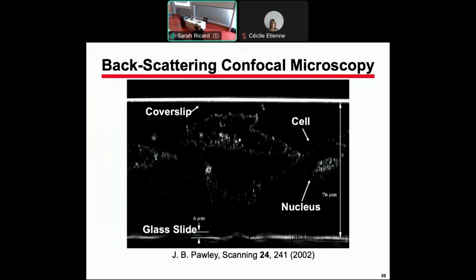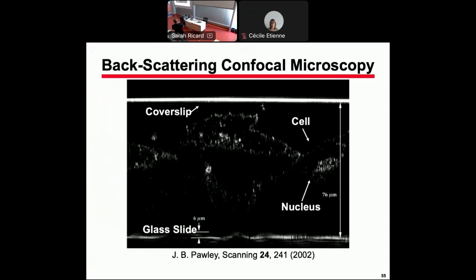And this was highlighted by this image. It's quite old, but very interesting. It's a backscattering confocal microscope. So that's not the most important thing. The trick is we have a certain knowledge of what is this. And the cover slip gives a very nice, powerful signal. Here we have cells.